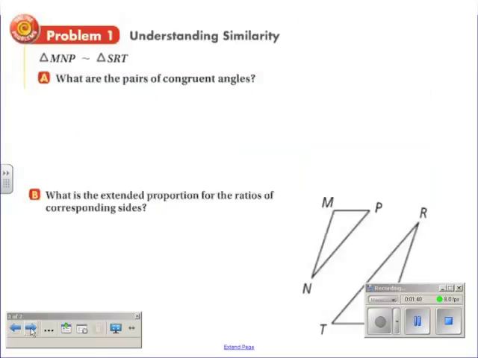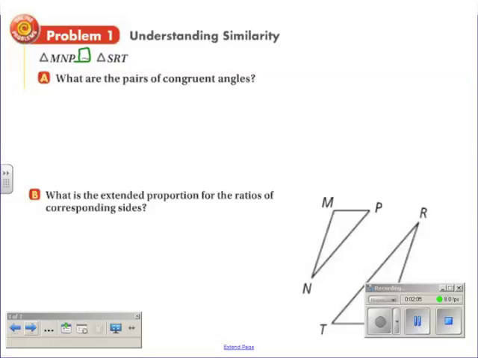Now to look at a sample problem. This is sample problem 1. We are given that triangle MNP is similar to triangle SRT. And there's that symbol right there. That symbol stands for similar. And just based on those two triangles that were given, I want you to ignore the picture in the bottom right corner because we don't necessarily need it.